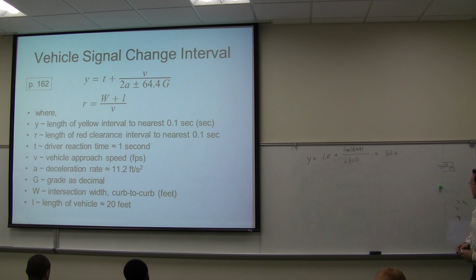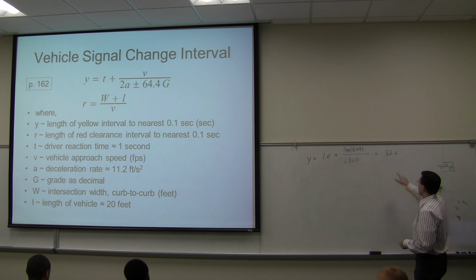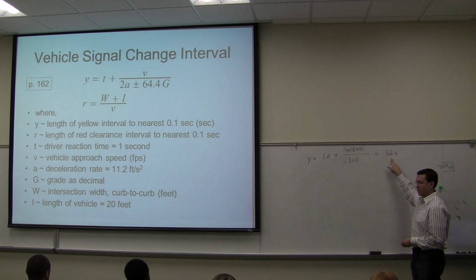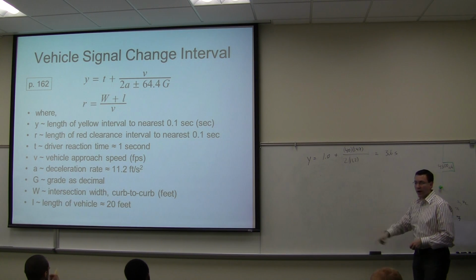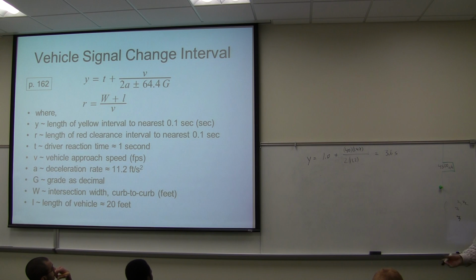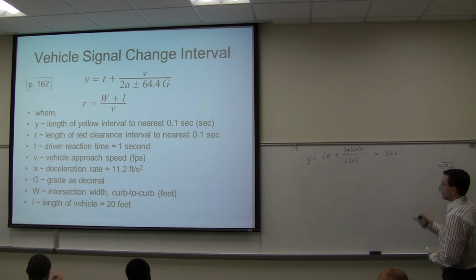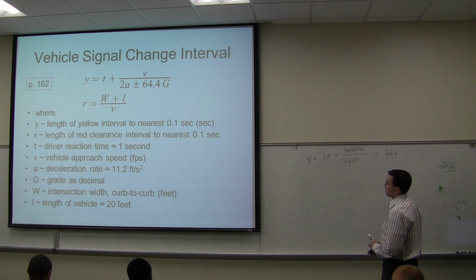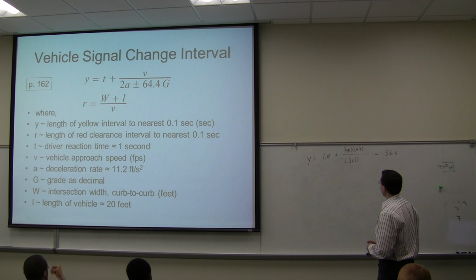So if we calculated this, should this answer be rounded up or down? Up. So we always want to round this up because a yellow interval is something we don't want to really compromise on. So we don't want to round it down and short the amount of time that's necessary. So both of these values, the yellow and the all red time, should get rounded up.